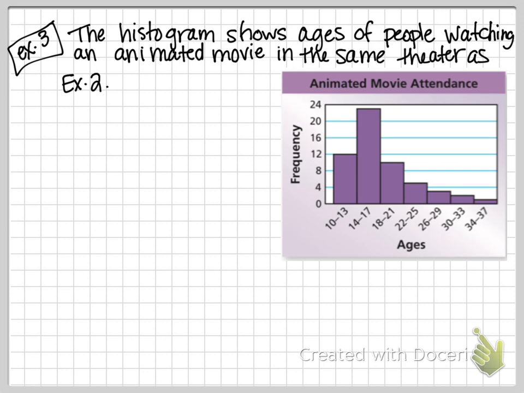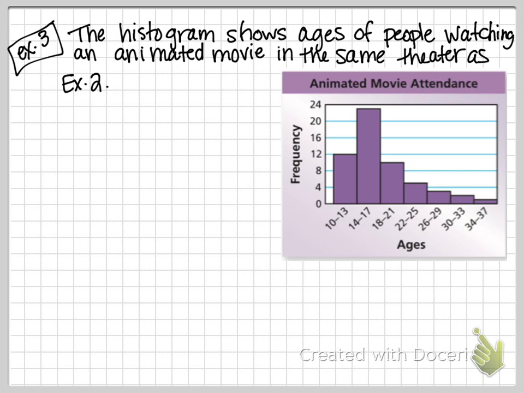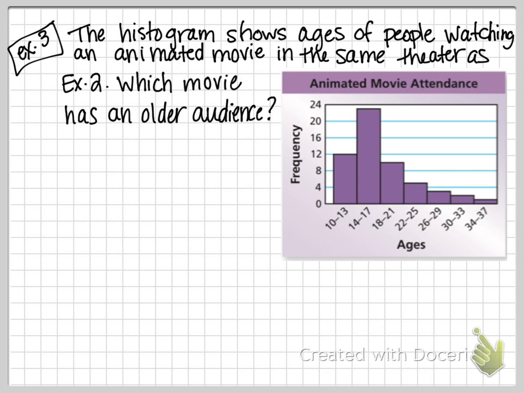Here's what it asks. So it says this histogram is showing the ages of people in a theater watching an animated movie, and we're going to compare it to what we just saw, the ages of people watching a comedy movie. And then it asks us, which movie has an older audience, and how do you know?